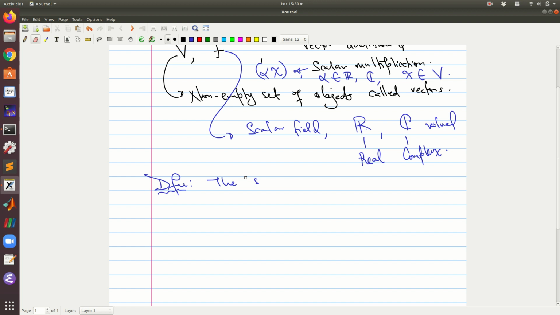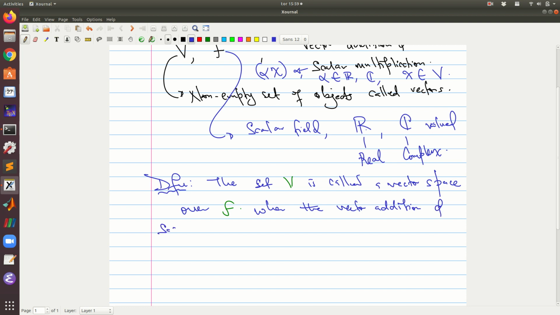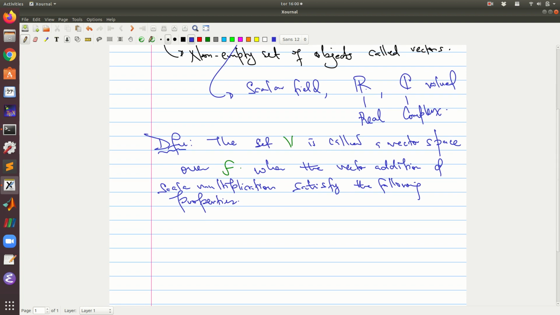So we say that the set V is called a vector space over F when the vector addition and scalar multiplication satisfy the following properties. So we are going to set down the following properties.